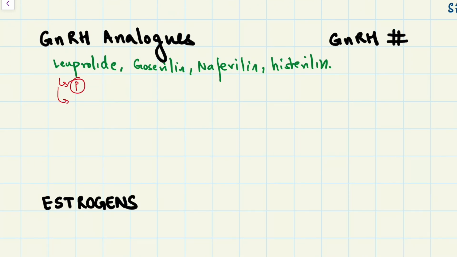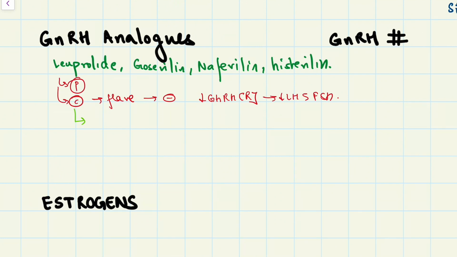pulsatile fashion. When used in a continuous fashion, they will transiently act as GnRH agonist, leading to a flare, but subsequently they will cause inhibition of GnRH, right? That is, what they do is that they downregulate the GnRH receptor in the pituitary, thereby decreasing the LH and the FSH, right?